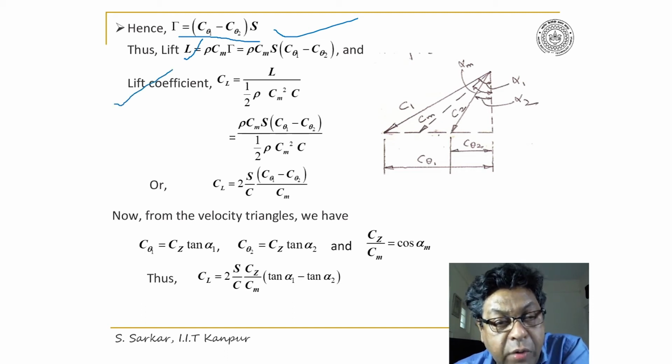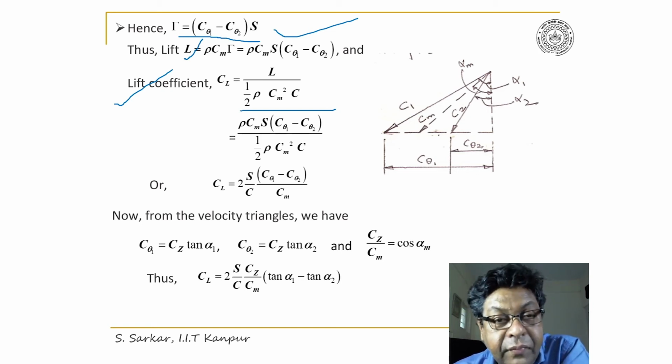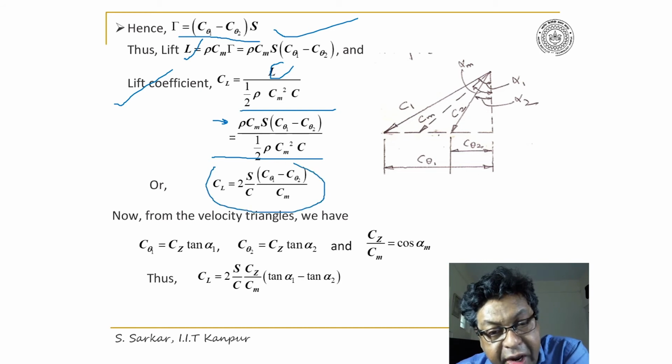Now by definition, the lift coefficient CL is equal to L divided by half rho Cm square into C. Now put the expression of L here. After putting the expression of L, it will be rho Cm s into C theta 1 minus C theta 2 divided by half rho Cm square into C. That can be simplified as CL is equal to twice s by C, into the bracket C theta 1 minus C theta 2, divided by Cm.